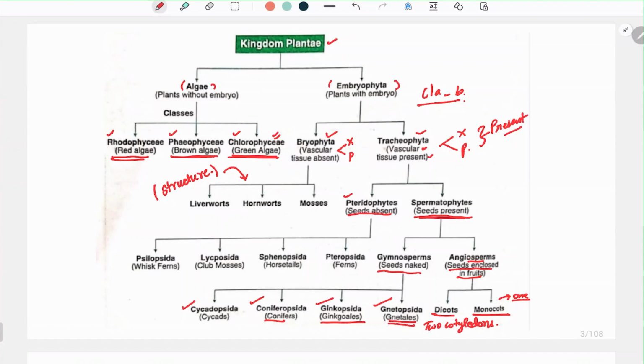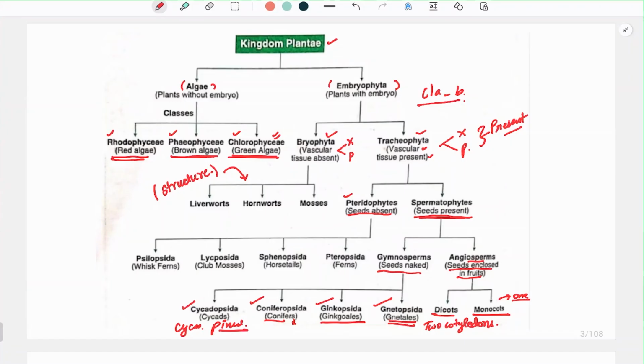We are very familiar with the terms ficus and pinus. And conifers, we see conifers in two places. First, in the deserts, and second, in the hilly areas. Hilly areas have conifers. We see those trees which have pines. So those trees are Coniferopsida.